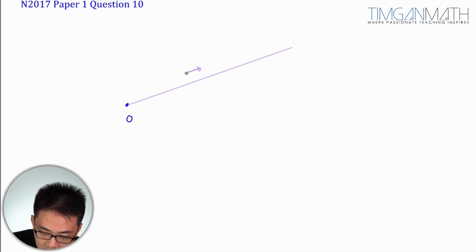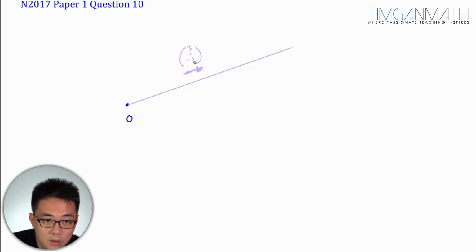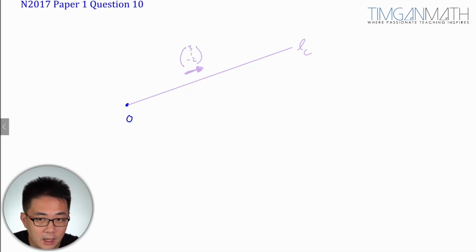What we can tell is that it goes in this direction, where this is 3, 1, minus 2. And existing cable C, so this is actually the line C. So you just let this be C. I'll just label it as line C, it's easier, so that I understand that it's a line.